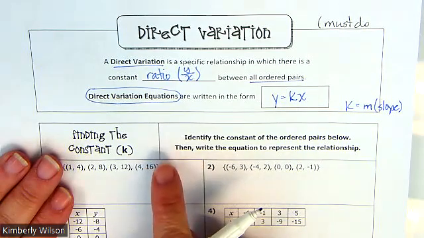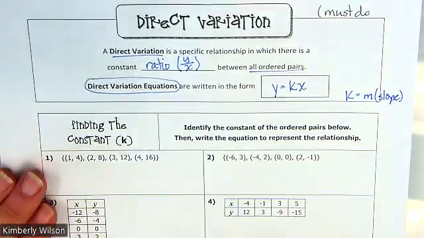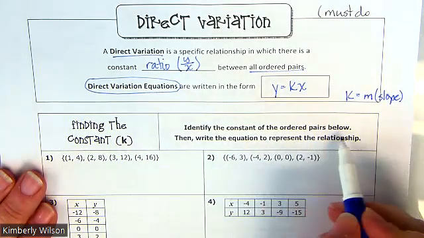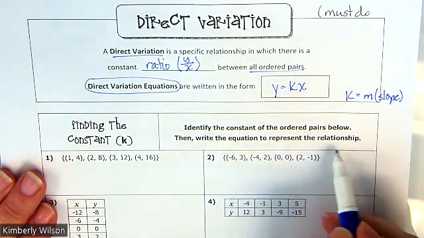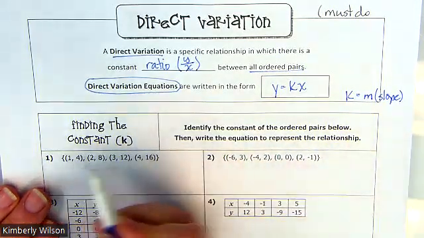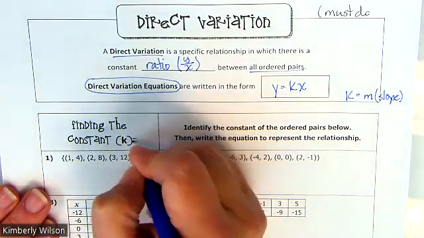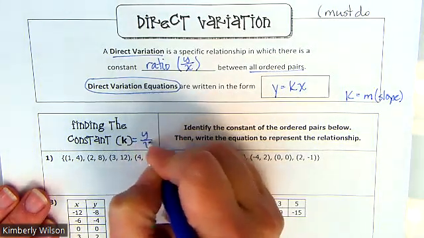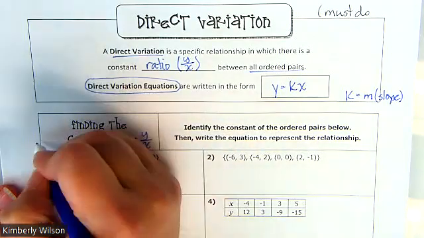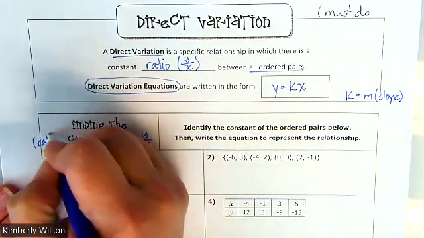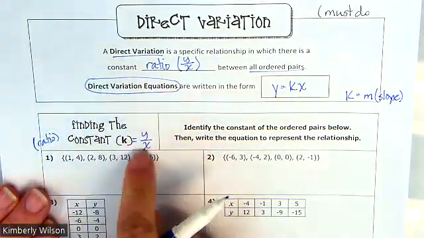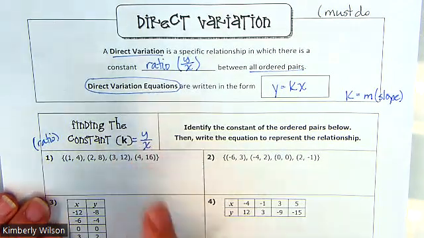Finding the constant k: in order to do that, you identify the constant of the ordered pairs below, then write the equation to represent the relationship. So what we're doing, the constant, the k, is always found by y over x, because that's the ratio. The constant is that ratio of y over x.